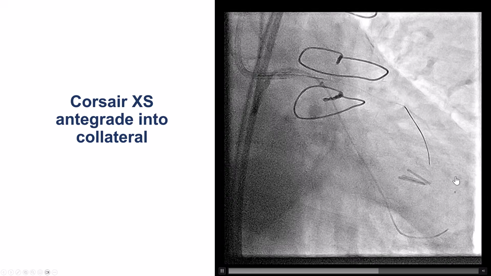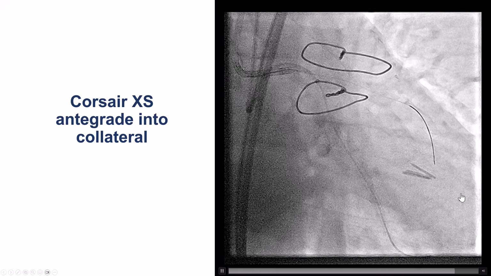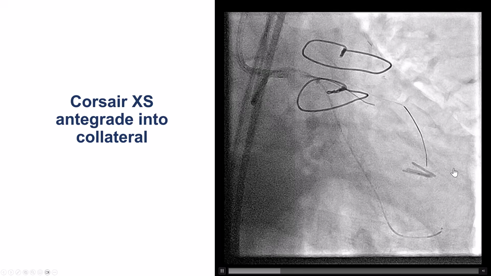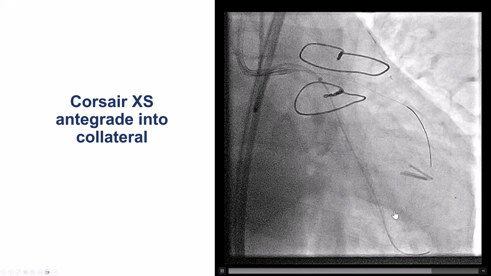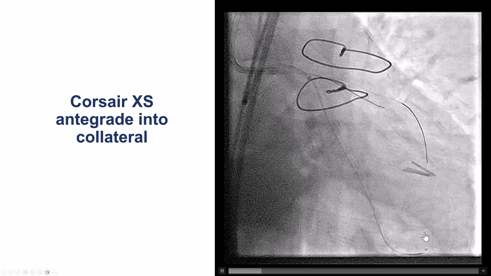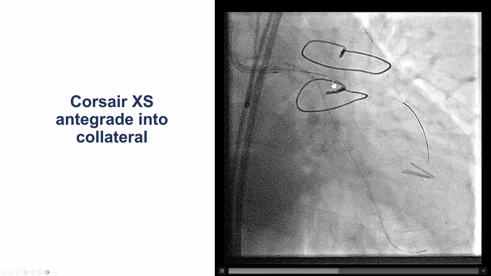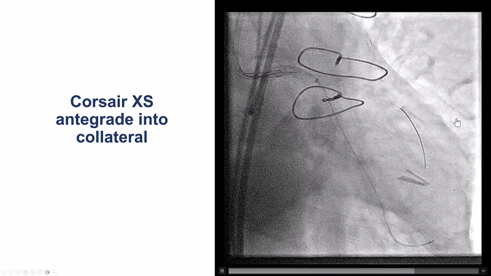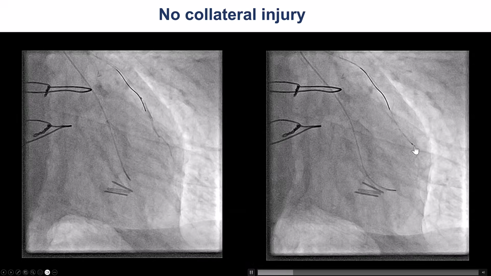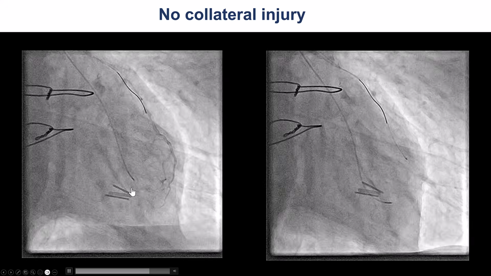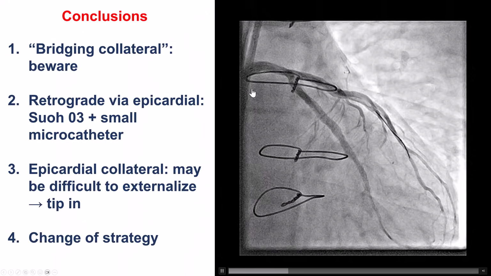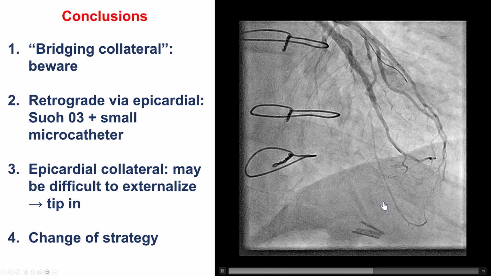And then before removing everything, we want to make sure that we have access to the epicardial collateral we crossed, and also that we have access on both sides. So this is the Antegrade side, this is the retrograde side, and then we injected through the FineCross M3. There's no injury of the collateral, and then we're able to remove everything and have a nice final result.